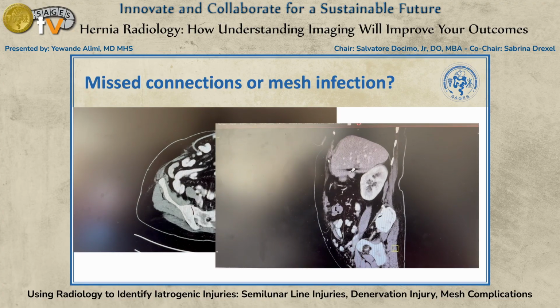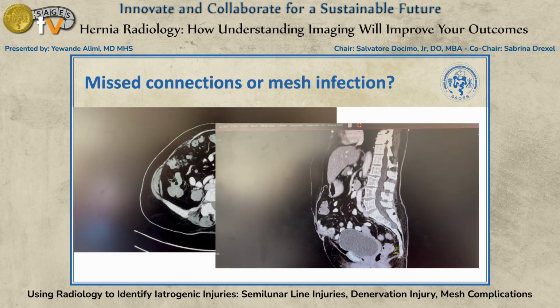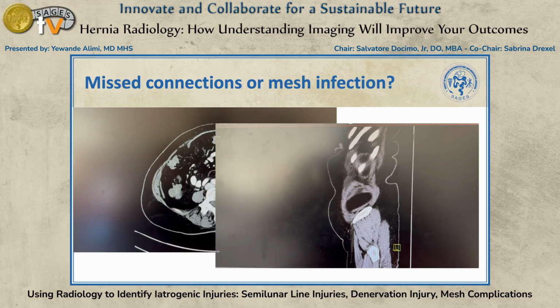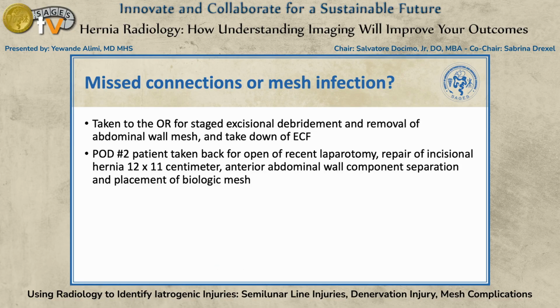And you can see again that ribboning of that mesh superiorly there. You see that wiggling. The mesh has disassociated from the abdominal wall there. And she ultimately had to go to the operating room for a staged excisional debridement, removal of her abdominal wall mesh, which was frankly infected.